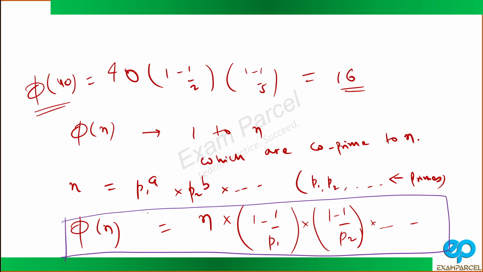You can notice one thing here, these powers are irrelevant. I simply don't have to consider them. I am only interested in the prime factors. How many prime factors are there, and I will put all those prime factors in such a fashion. So for example, let's say I give you a question, find the phi of 840. First you will do prime factorization. You will see what are the primes involved here.